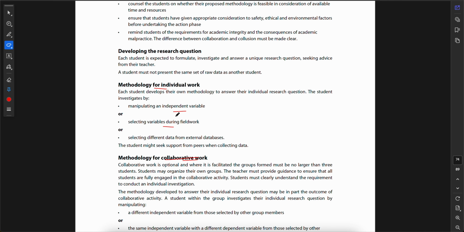Or maybe the same independent variable, different dependent variable. Okay? And the methodology will look similar, but the way the research question is framed should be different. So then the lab report will be different.